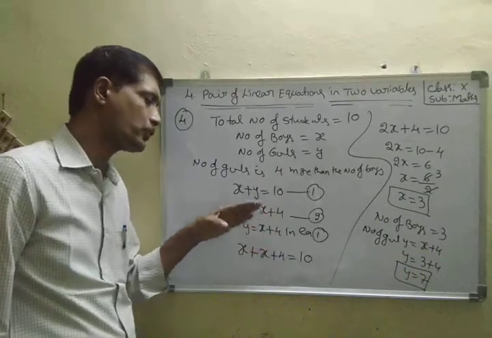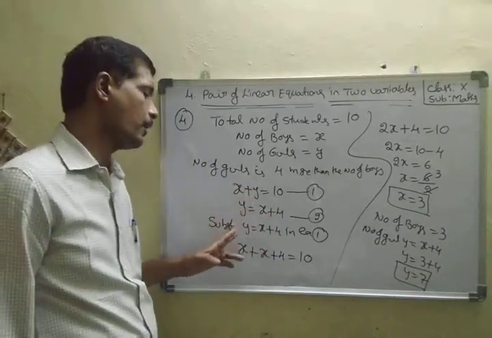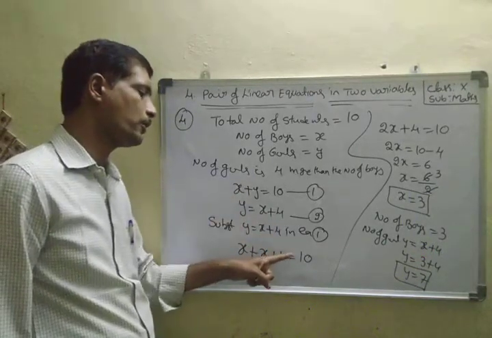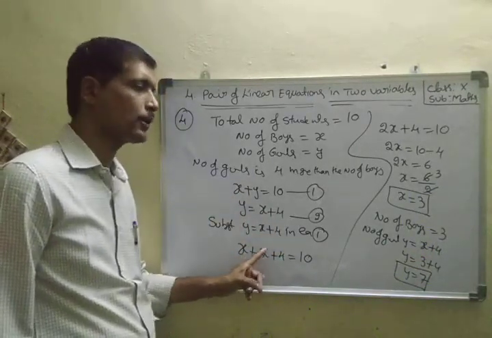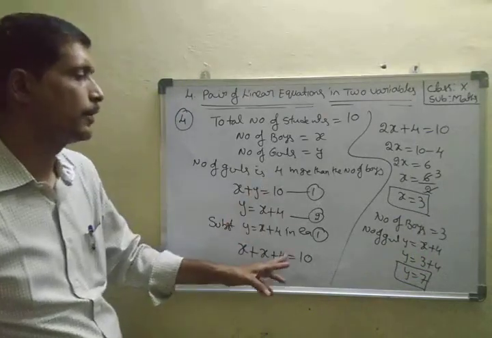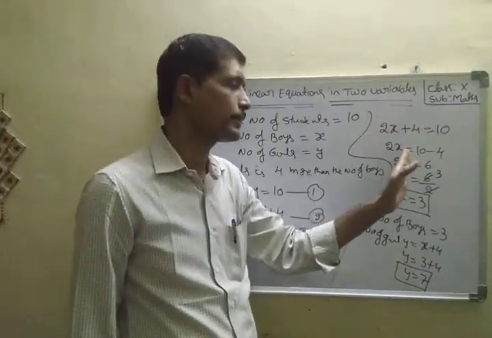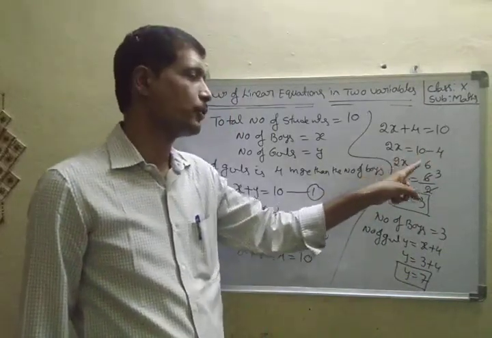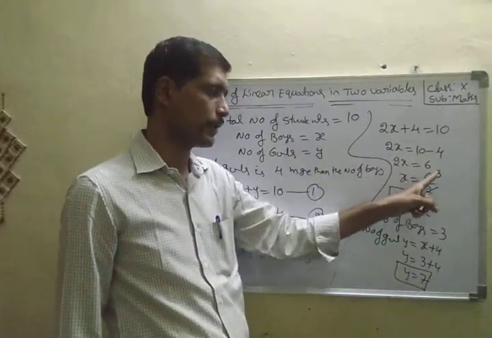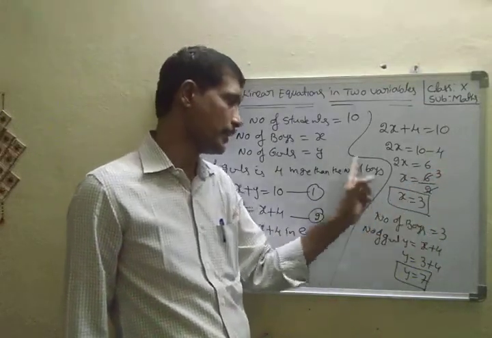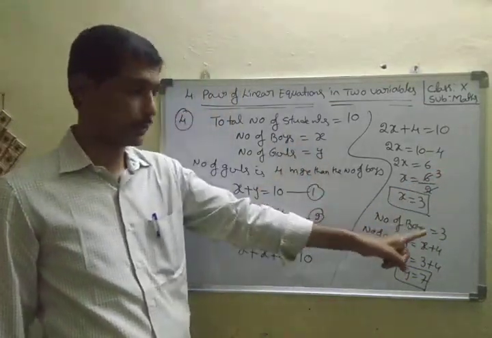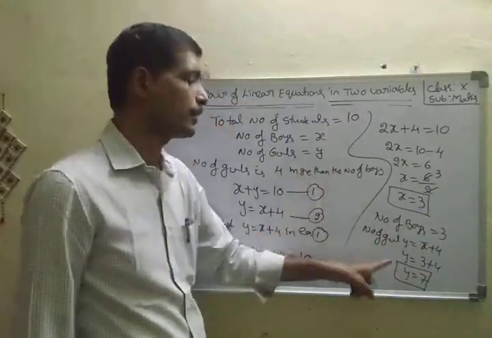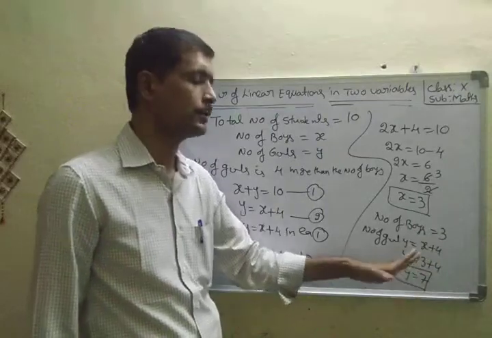Therefore this y value substitution in equation 1. Substitute y equal to x plus 4. Therefore x plus x plus 4 equal to 10. Here x plus x, that equal to 2x plus 4 equal to 10. This 4 is changing to that side. 2x equal to 10 minus 4, that equal to 6. Here 2 3s, x equal to 6 by 2, that is 3. X equal to 3 means number of boys equal to 3. Next number of girls, that equal to x plus 4, that is y equal to 3 plus 4, that equal to 7.